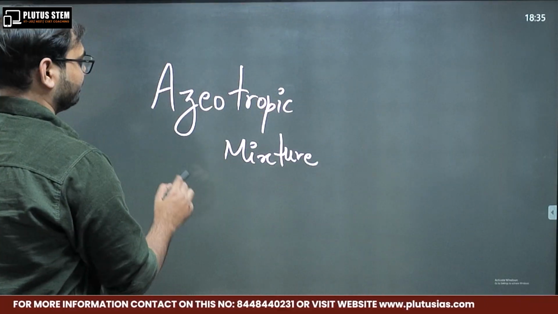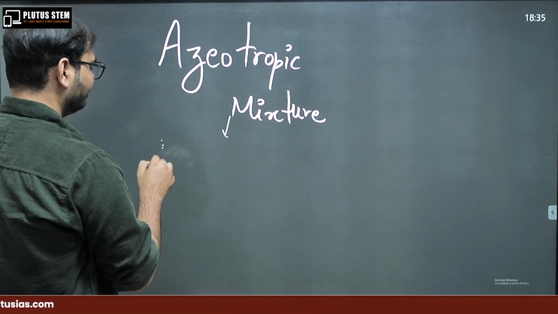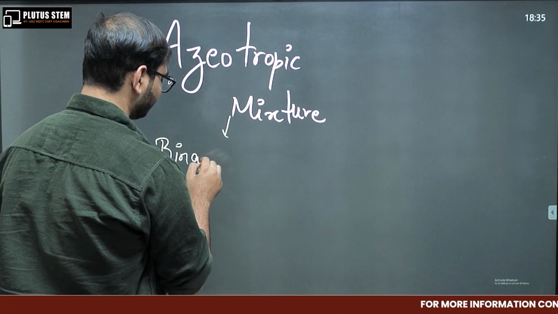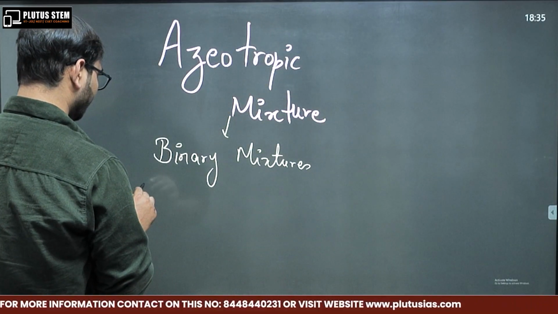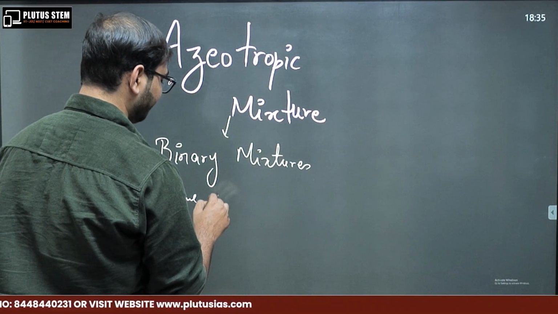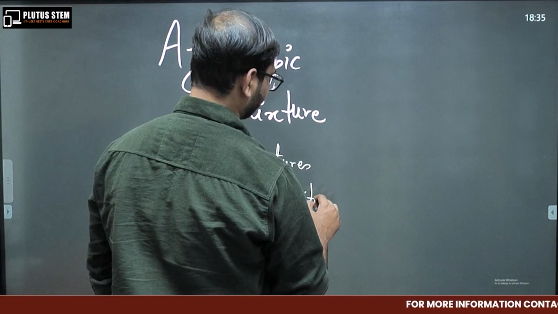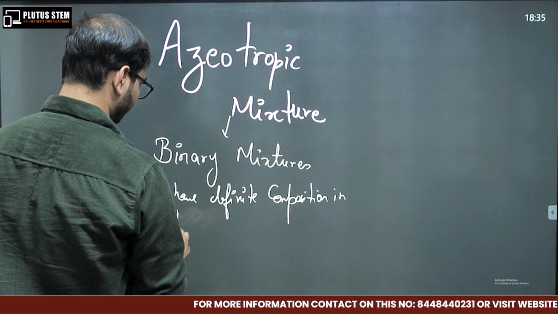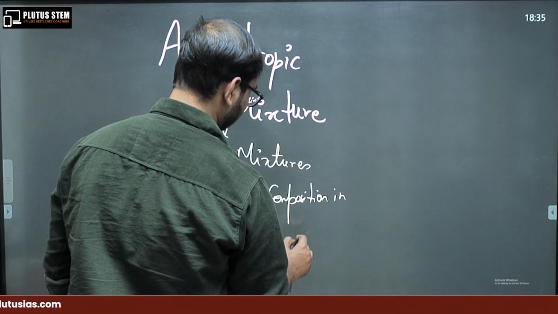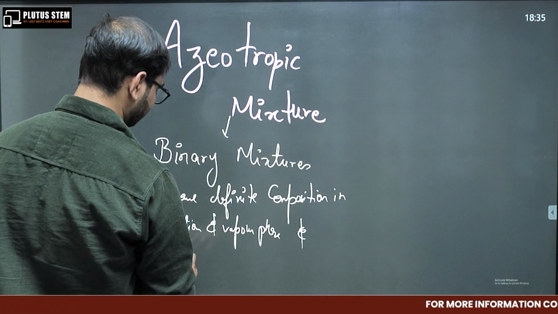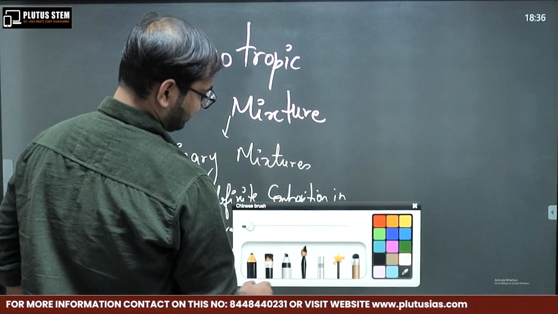As for the azeotropic mixture, for the definition part, azeotropic mixtures are defined to be binary mixtures that have a definite composition in solution and vapor phase and boil at constant temperature.